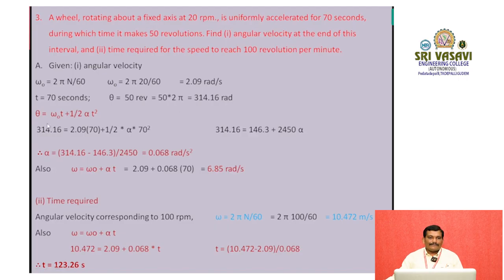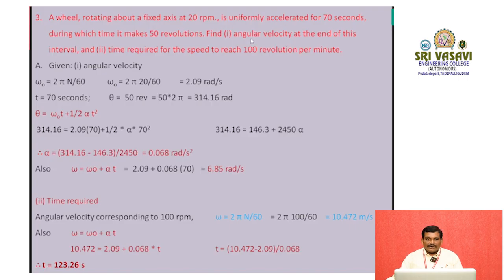314.16 radians. Then the required quantities are: first, the angular velocity at the end of this interval, and second, the time required for the speed to reach 100 revolutions per minute. For the first point, theta is equal to omega naught t plus half alpha t square. By applying this we will get alpha, the angular acceleration. Then theta is equal to 314.16, that is equal to 2.09 into t, 70, plus half into alpha, which we don't know and have to find, into 70 square. Then 314.16 equals 146.3 plus 2450 alpha, then alpha is equal to 0.068 radians per second square.